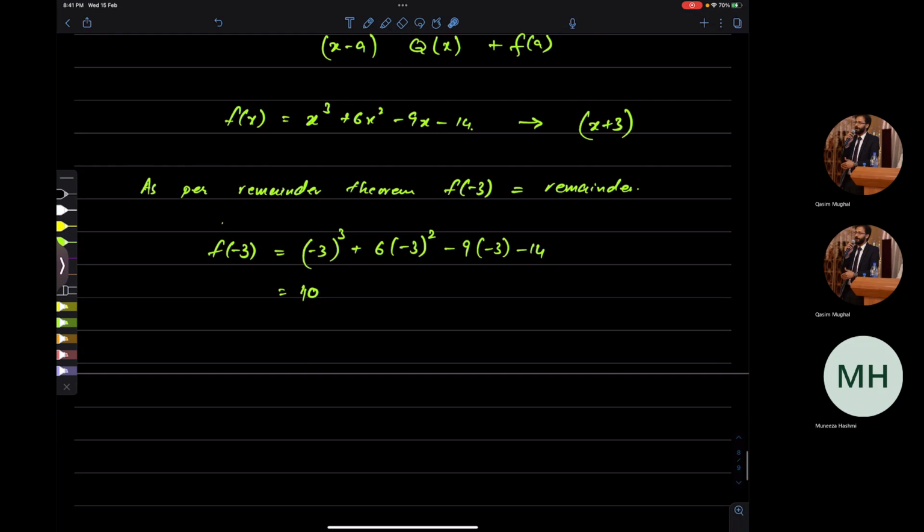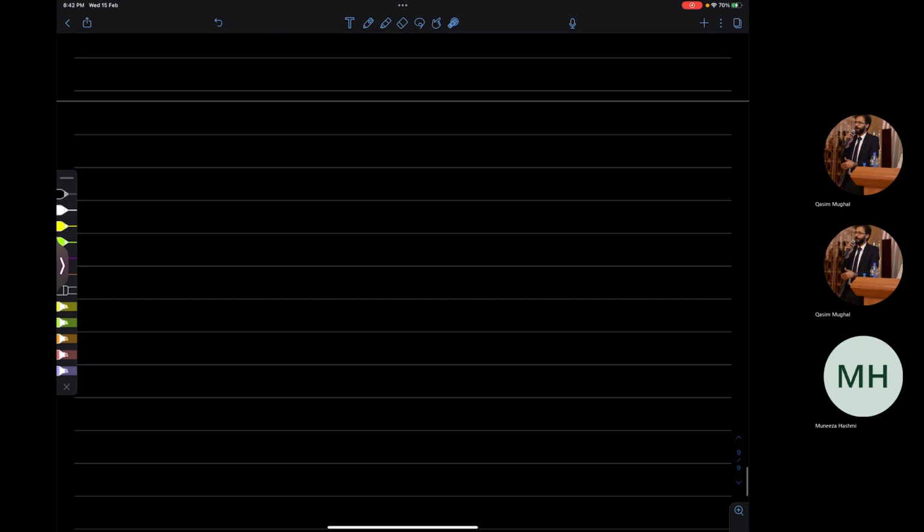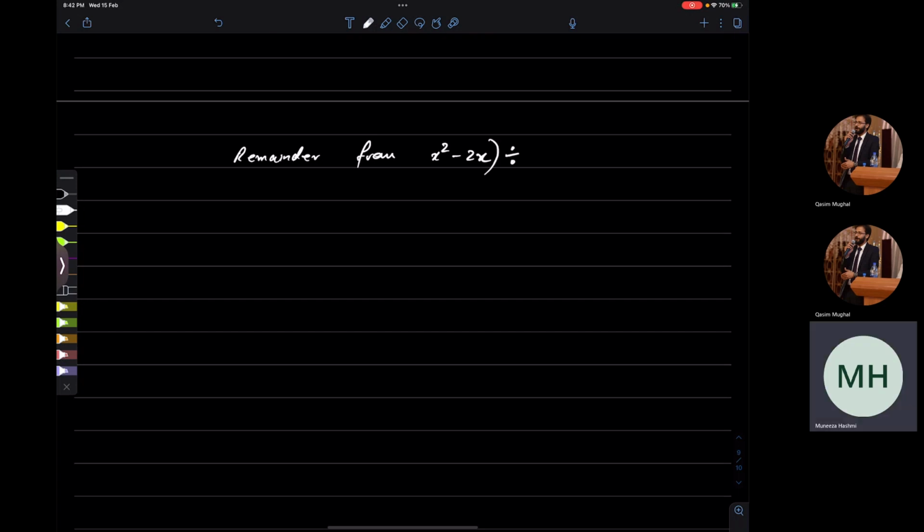Now you can use this to find out the unknown coefficients in the polynomials. Same idea. Now I'm moving towards the complexities. Let me just give you one more question for you to do. I want you to tell me the remainder from x squared minus 2x divided by x minus 3.